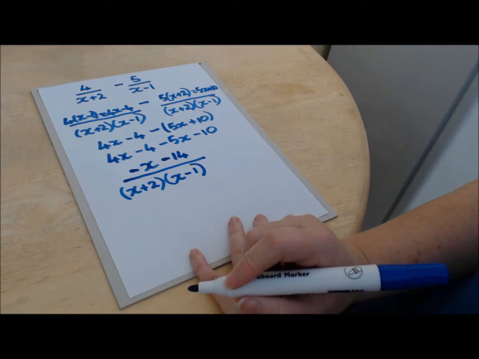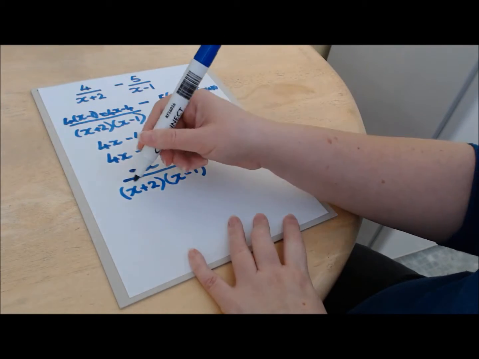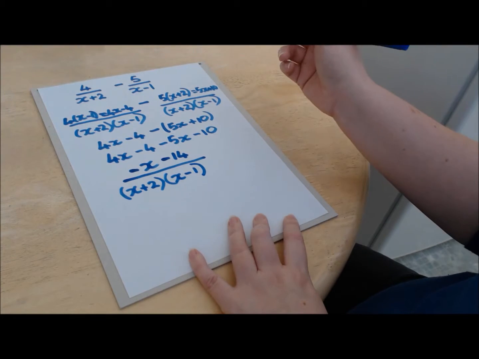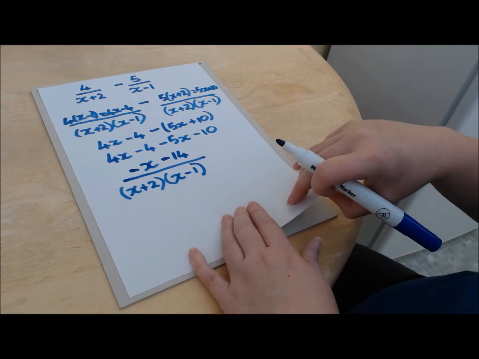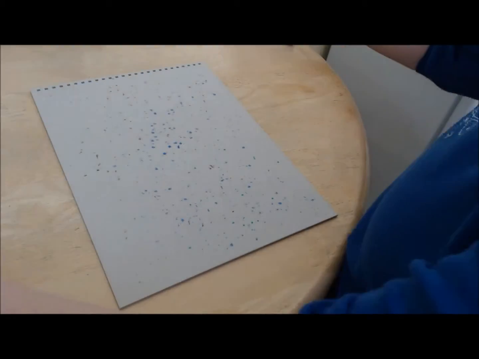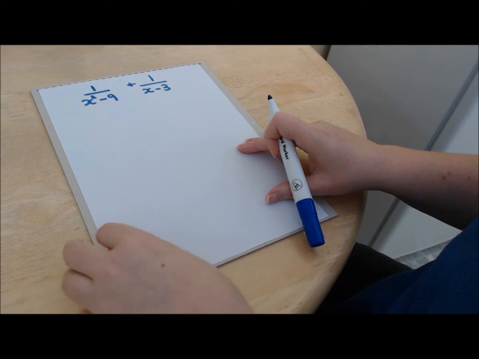Now, if you think there's any vague possibility of factorising the top so that it will cancel with something on the bottom, then give it a go. But normally that is the end of the question. So we're going to look at a couple more examples. Okay.